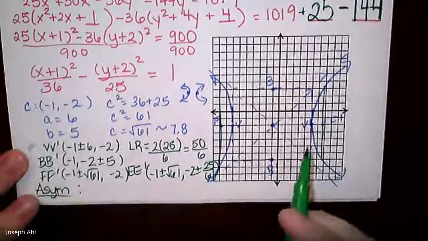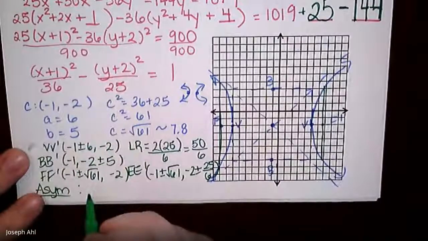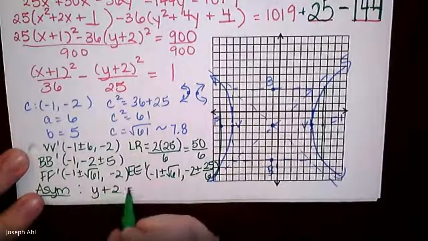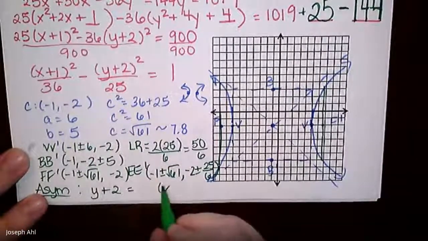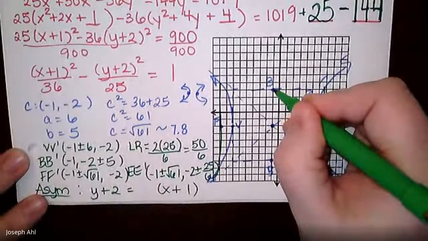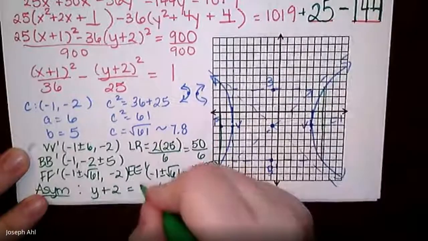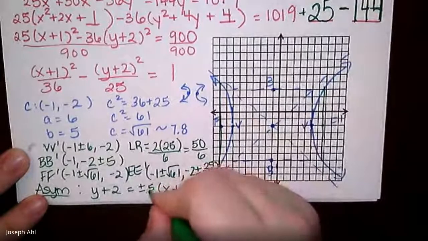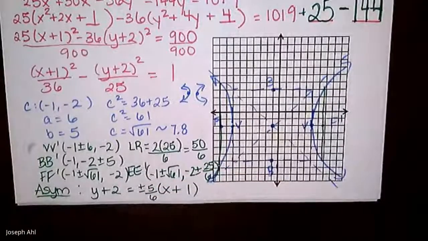But of course we're not done. We need the asymptotes, which contain the center. So we've got y plus 2 equals some slope times x plus 1. When it's horizontal, you're rising b and running a. So it's plus or minus the ratio of b over a, which is 5 over 6. Okay, so just about barely fit that in there. If that was too fast, hopefully you can hit pause and get caught up.